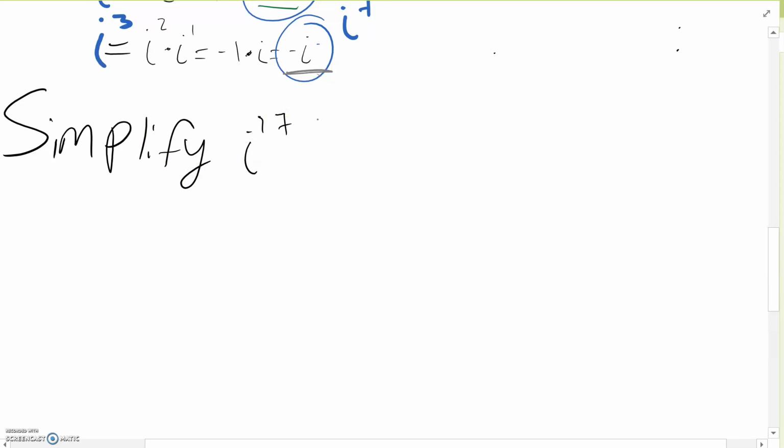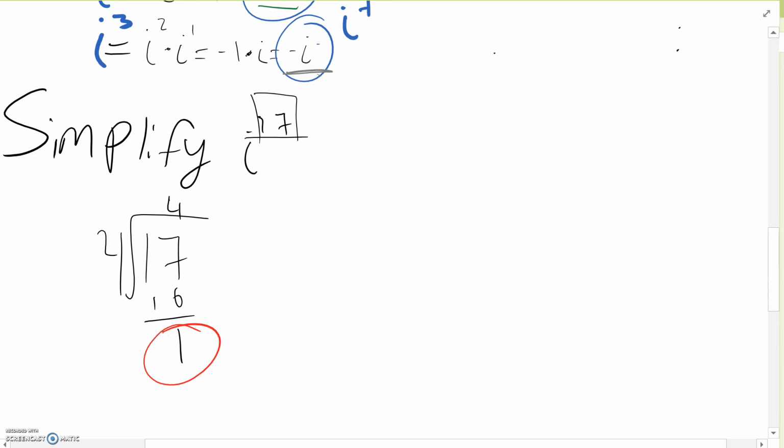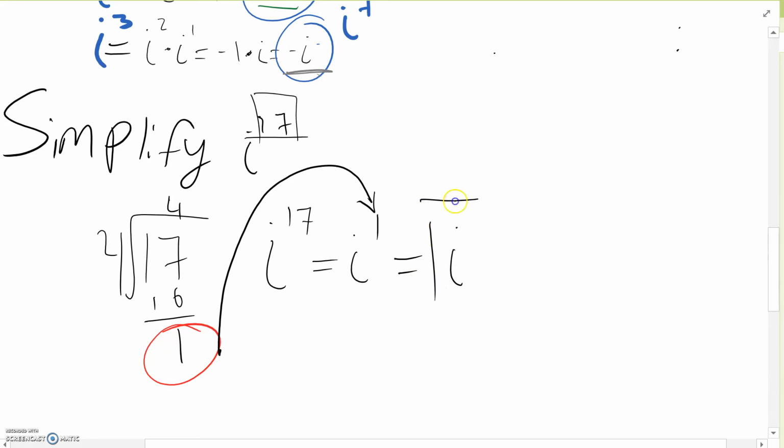Simplify I to the 17th. So, we're going to divide 17 by 4. 4 goes into 17 4 times. We get 16. We get a remainder of 1. That is the key. So this is saying that I to the 17th is equivalent to I to the 1st power, because it has a remainder of 1. This guy is exactly where that comes from. Okay? And we know that I to the 1st is just I. So there is my solution.